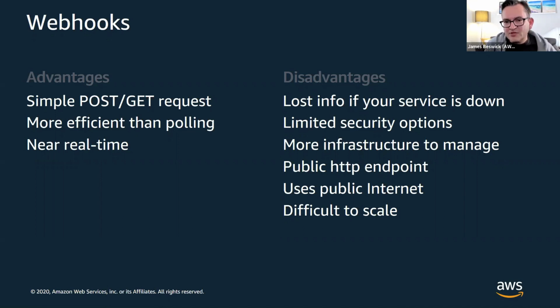Many times there are limited security options using static API keys and that kind of thing, which isn't ideal. It is more infrastructure to manage. It's a public HTTP endpoint, so you have to secure that. It's on the internet, so you have to think about that too. And it can be difficult to scale. So often if you're dealing with a SaaS provider, they can be very large businesses creating lots of different events, and they're sending them all to your endpoint. So if you get lots of traffic, you need to figure out how you're going to scale up that endpoint to receive those events.